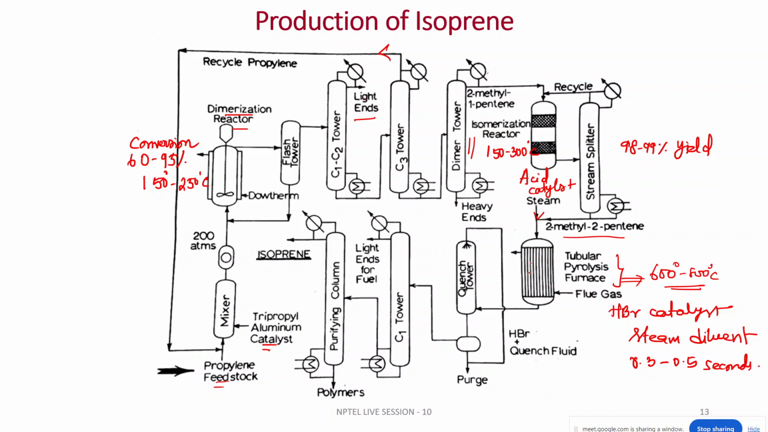The product is quenched so that the HBr and quench fluid can be recycled back, and the product is taken to the C1 tower, where methane or other fuel is taken out as a top product. The bottom product is taken to the purifying column, where the top product collected is isoprene, which we require, and the bottom product may have some other polymers. So this is the overall production method of isoprene from the propylene feedstock.